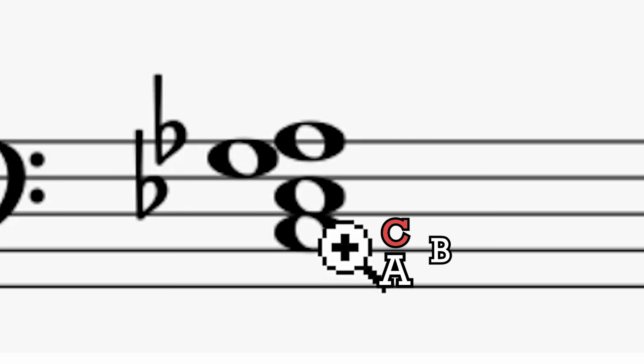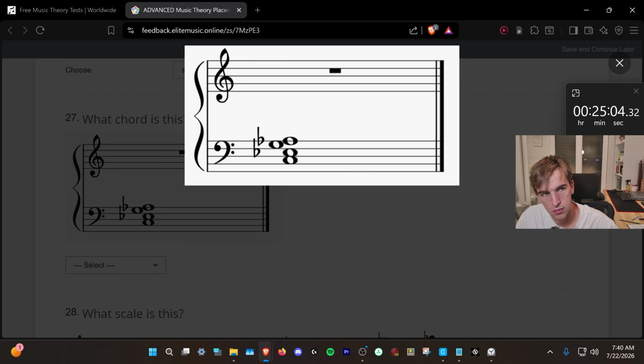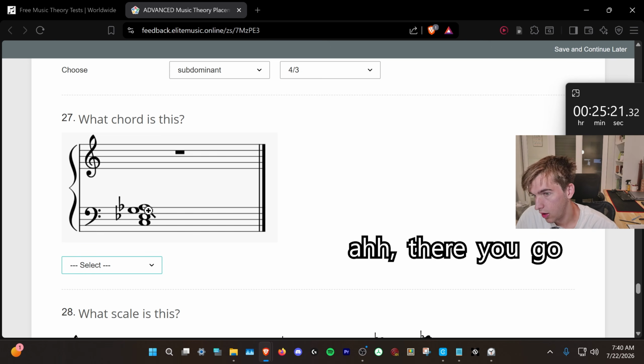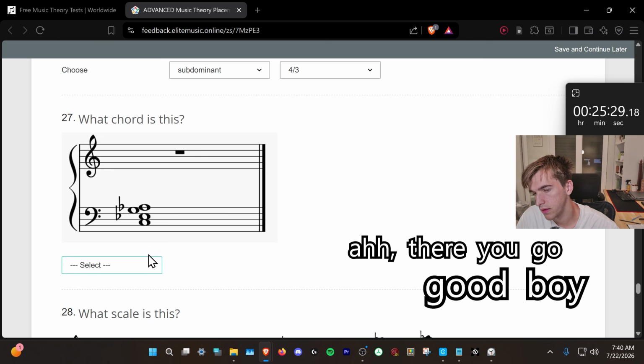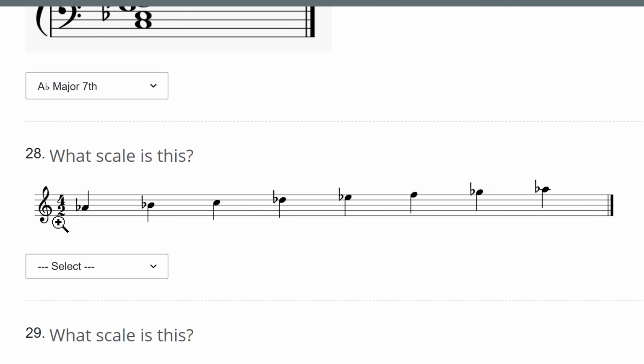What chord is this? A, B, C, B flat. It's a C minor 7. What? Oh no, it's A flat. Sorry, wait. Oh, it's an A flat major 7. Yeah, it's an A flat major 7, right? I think so.